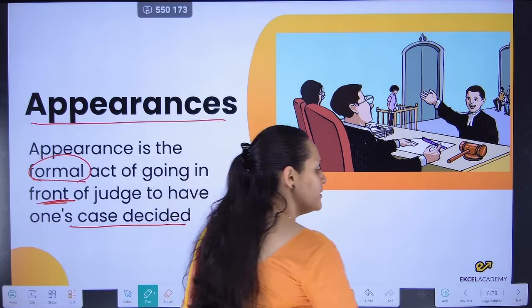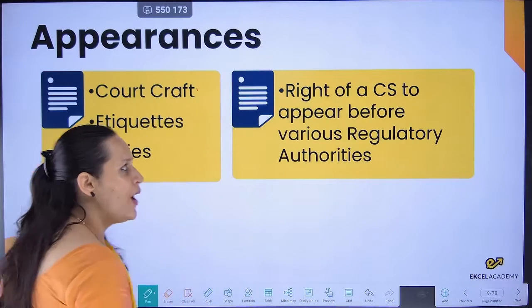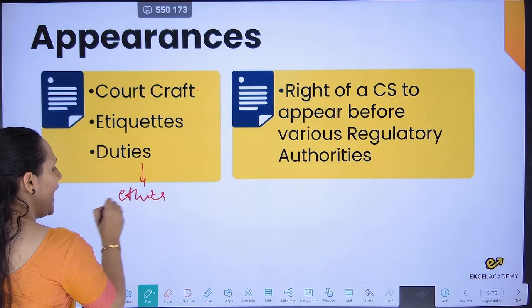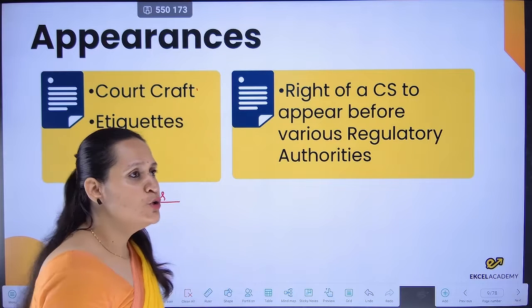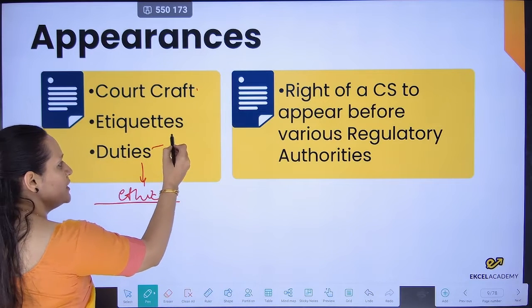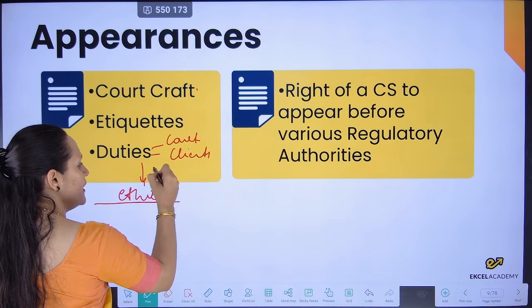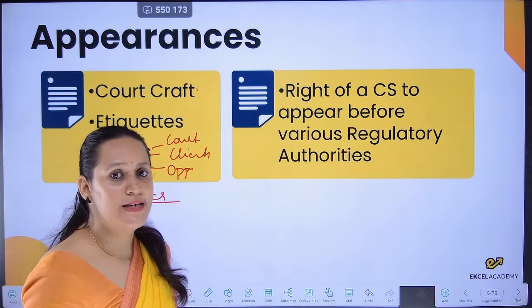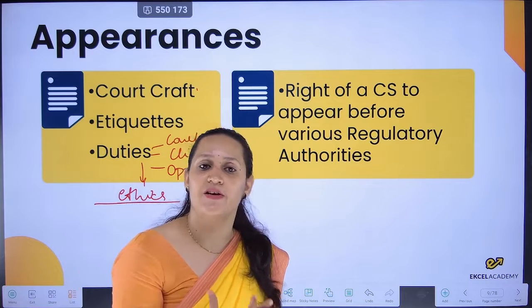With respect to appearance, our subject, our entire syllabus, is divided into two aspects. One is with respect to basic ethics. As a representative, as a professional member, you should have certain duties towards the court, duty towards your client, and duty towards your opponent. You should follow certain basic principles of ethics and morality because you are going to represent. So you should know what ethical behaviors you should have.